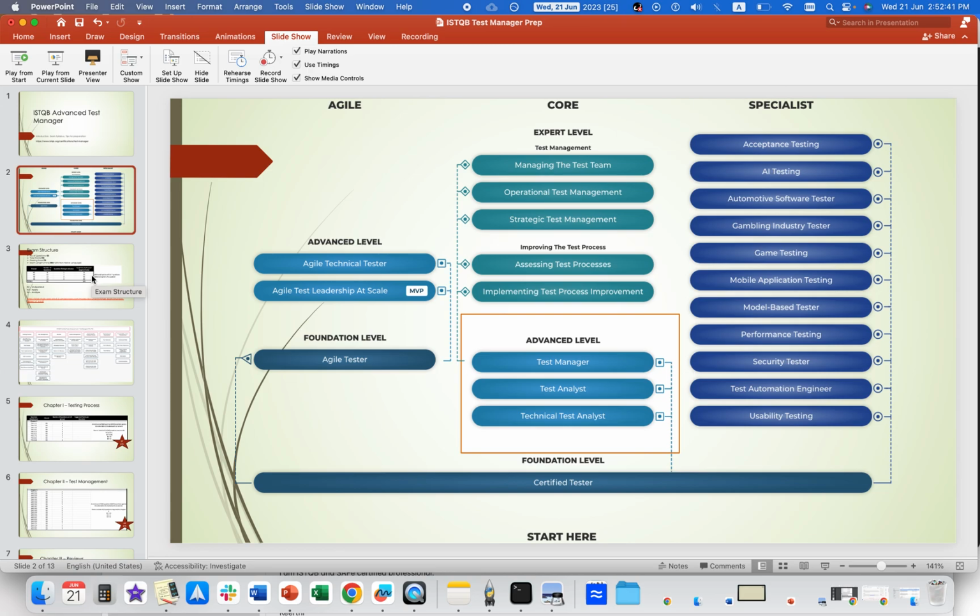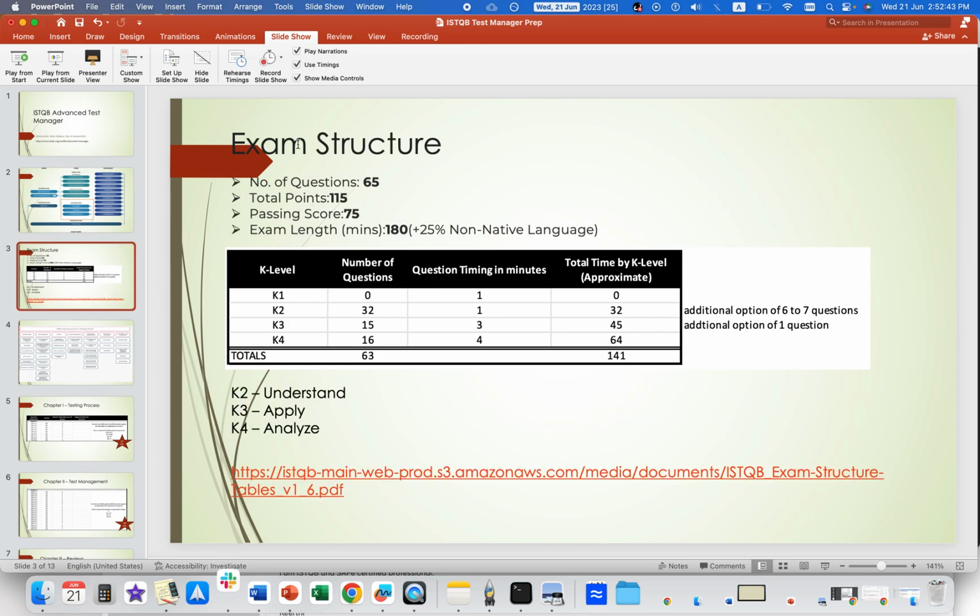So let's see the exam structure now. There are a total of 65 questions, and the total points will be a maximum of 115. The passing score is 75. That means you have to get at least 65% to get the passing score. And the exam length is 180 minutes. If you are a non-native English speaker, then you can ask for an extra 25% of the exam duration.